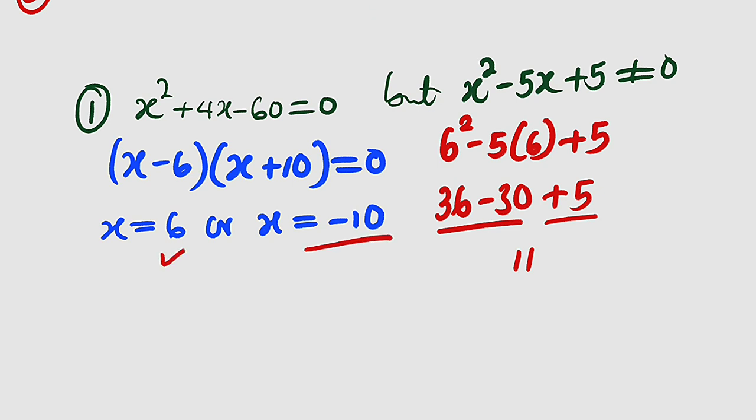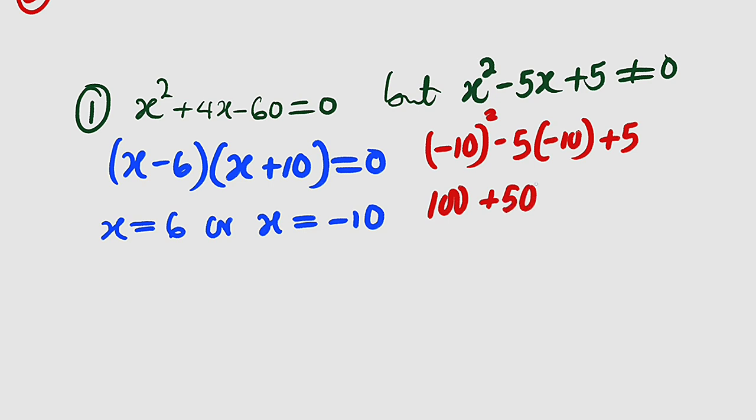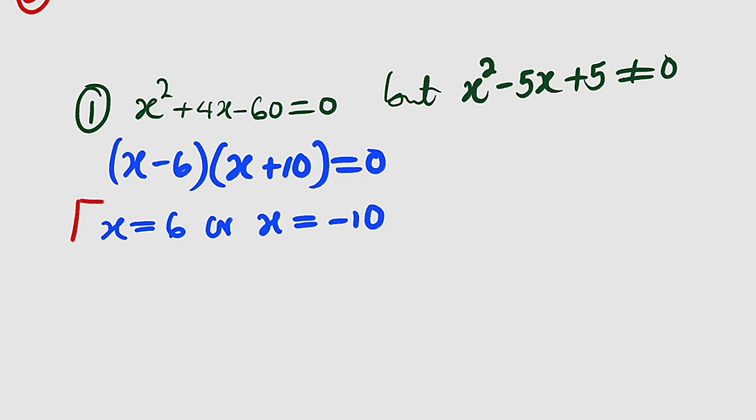Let us plug in negative 10. Negative 10 squared minus 5 times negative 10, then plus 5. This is 100. Negative 5 times negative 10 will be positive 50, then plus 5. This is 155, which is also not equal to 0, meaning 6 and negative 10 are part of the solutions. So let me box this here.